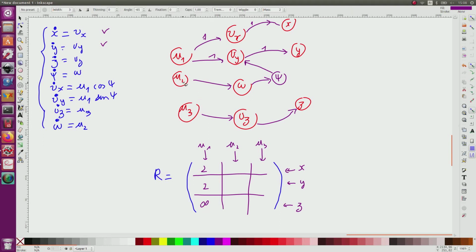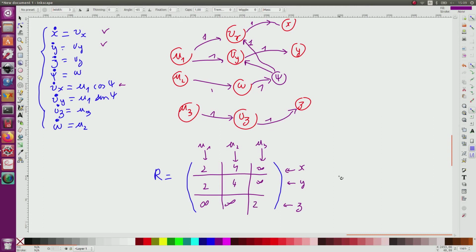Now, between U2 and X, there is also an arc between psi and Vx. Due to this, there is a cos psi. So 1 plus 1 plus 1 plus 1 is equal to 4. Between U2 and Y, 1, 1, 1, 4 also. Between U2 and Z, plus infinity. Now, between U3 and X and Y, there is no path, so it's infinity, infinity. And here, 1 plus 1 is equal to 2.